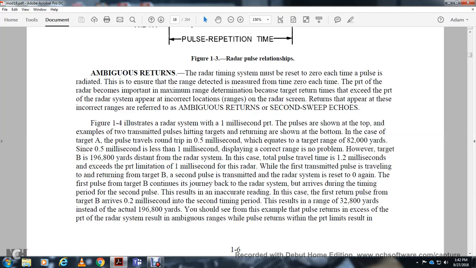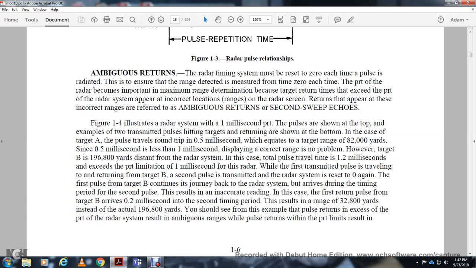As the pulse is shown on the top of the example, the two transmitted pulses hitting the target and the return are shown on the bottom. For target A, the total round trip travel time is 0.5 milliseconds, which equals a target range of 82,000 yards. Since 0.5 milliseconds is less than 1 millisecond of the display, it is the correct range, no problem.